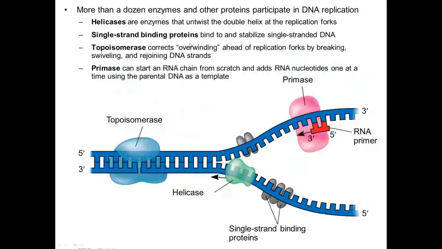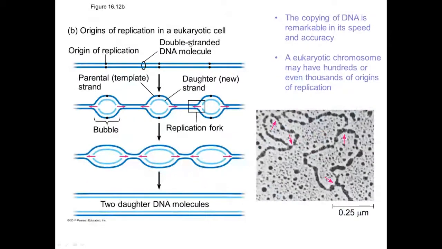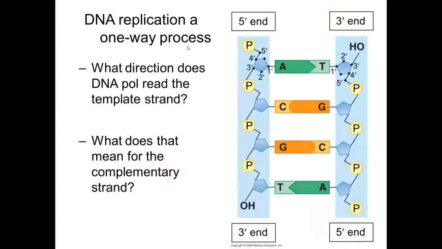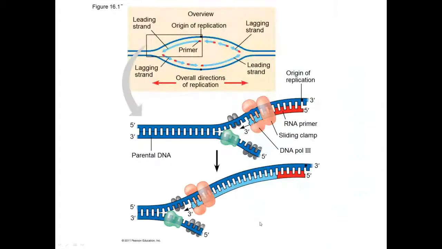So I like to think of it just how do we read it? It's always read 3' to 5'. That way we can infer how the new strand is being built. So it always reads 3' to 5'. That means the complementary strand is going to be opposite that.